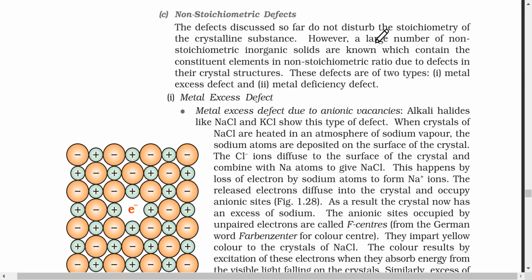Again, metal excess defect हो गया, metal deficiency हो गया. Metal excess में मतलब anionic vacancies. इसका मतलब cation ज्यादा हो गए, metal ज्यादा हो गया, यानी anions कम हो गए. Alkali halides like NaCl and KCl show this type of defect.